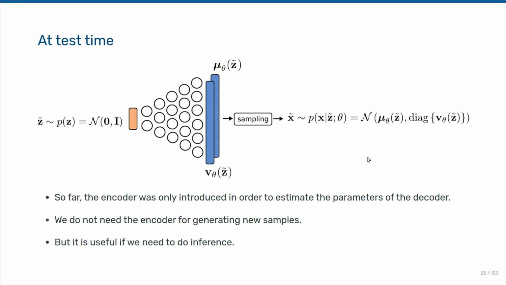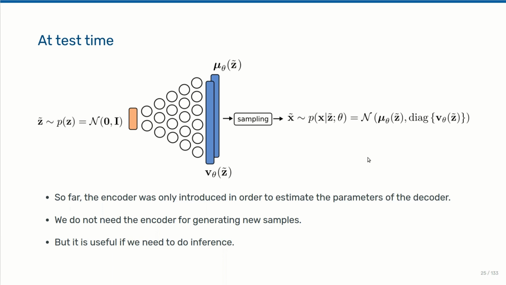A priori, we do not need the encoder once the training has converged. Indeed, we have introduced the encoder to approximate the posterior distribution so that we could learn the parameters of the decoder, which is our object of interest. The decoder parameters, theta, are the parameters of the generative model, which is what we wanted to learn in the first place.